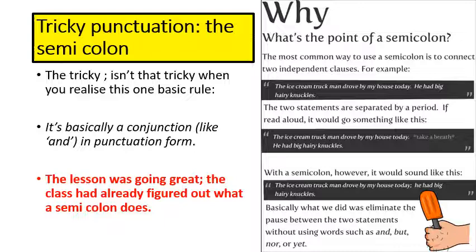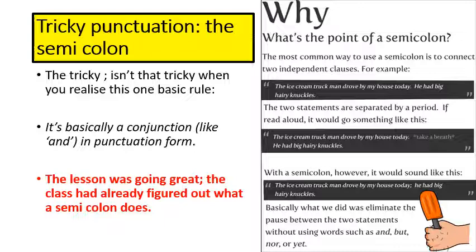The lesson was going great; the class had already figured out what a semicolon does. Now there could be a conjunction in there. You could have an and in there instead and it would still make sense. But in this case, I'm looking at picking up marks. I'm looking at impressing my marker by using a semicolon.